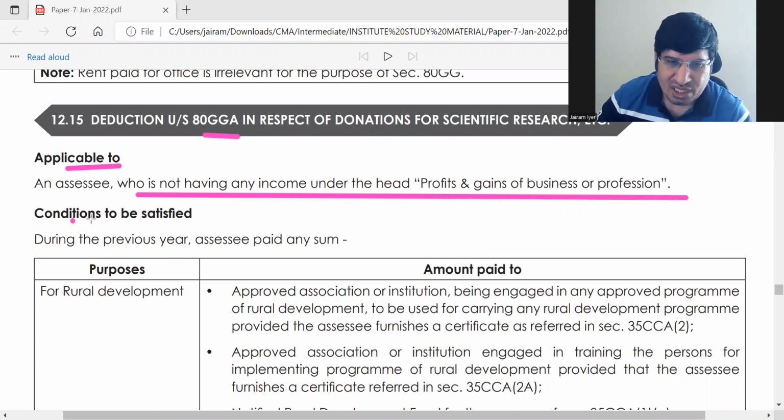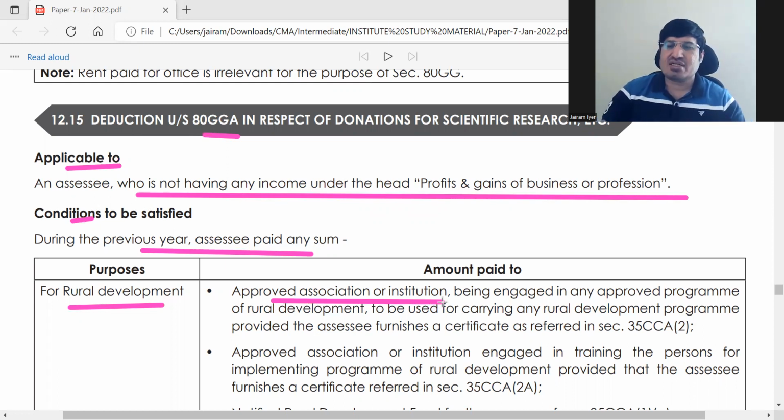The conditions are that he has paid a sum for rural development to an approved institution or association which is engaged in a rural development program. The words you should look out for are approved institution or association, for an approved rural development program. For this, he should have paid money.